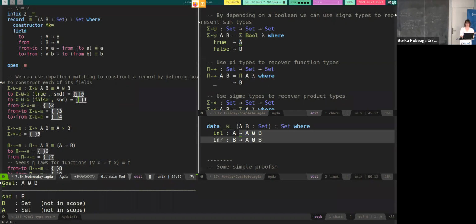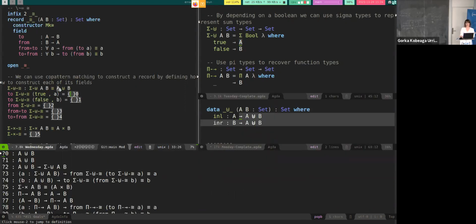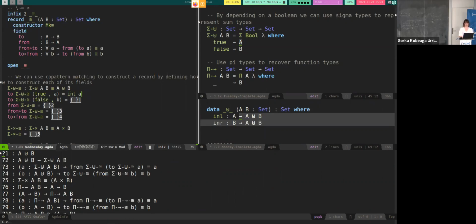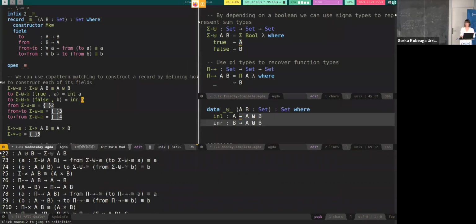And so if I have an A and I need to build something of the type A sum B, I need to go inl of A. If I have a B, I need to go inr of B.